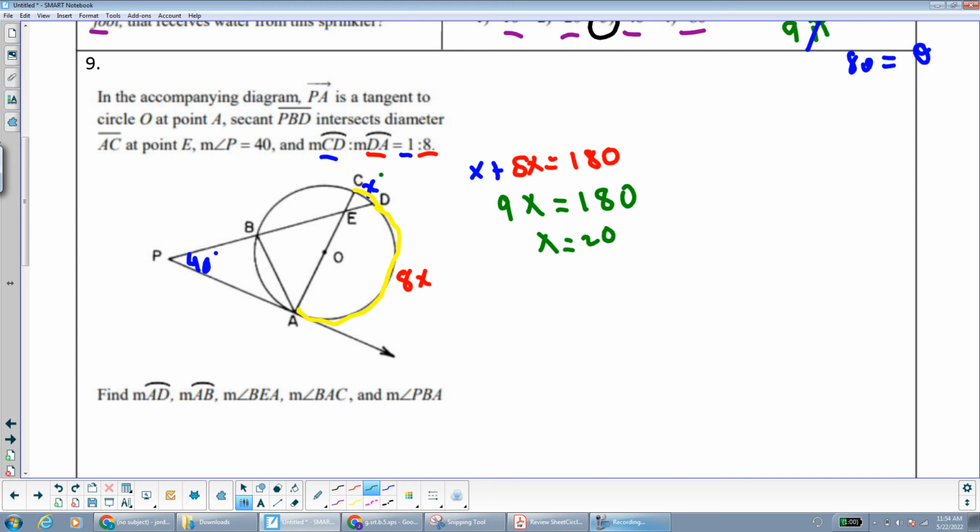So that tells me arc CD is 20. And that tells me arc DA or arc AD, if I substitute in, that's 20 times 8. And that's 160 degrees. So we just answered the first part of the question. The measurement of arc AD is 160 degrees. Next, the question is asking for the measurement of arc AB.